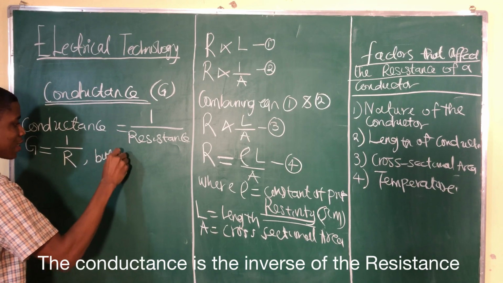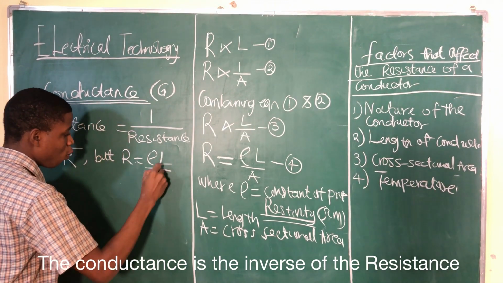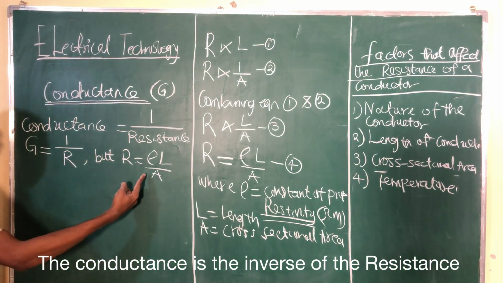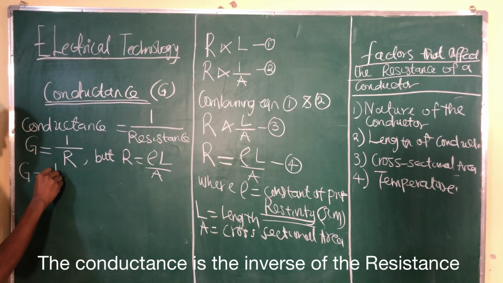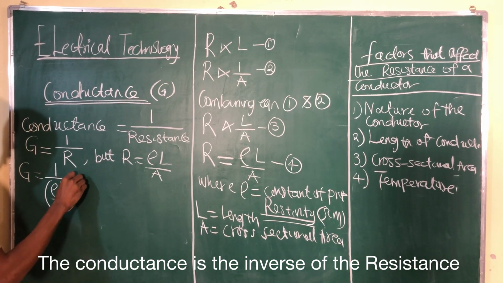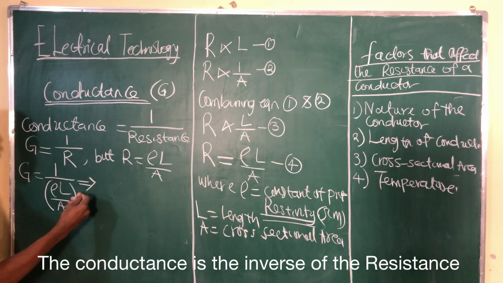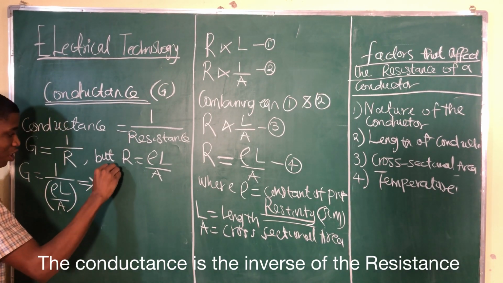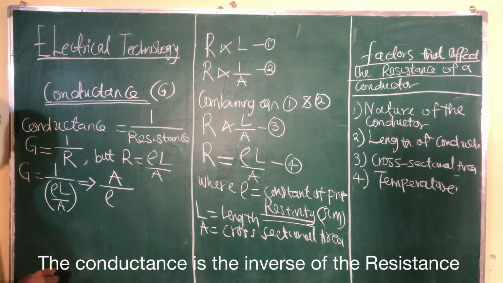But we know that R is equal to what? The resistivity multiplied by the length all over the area. When we substitute this into this, we have G is equal to 1 all over, in brackets, the resistivity multiplied by length all over the area. Now, once you perform an operation here, you will see that the area will come up. So this is equal to the area all over the resistivity multiplied by the length.